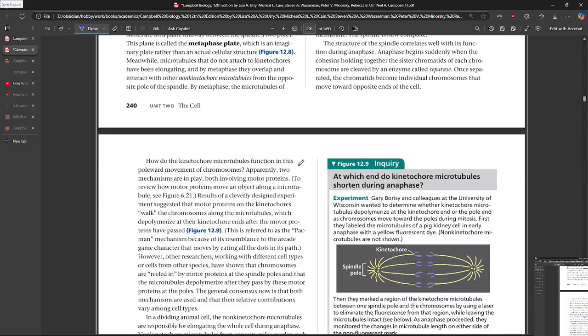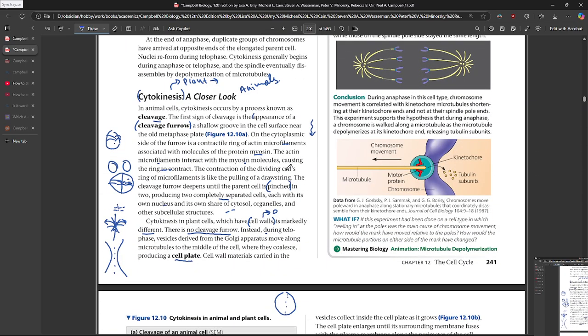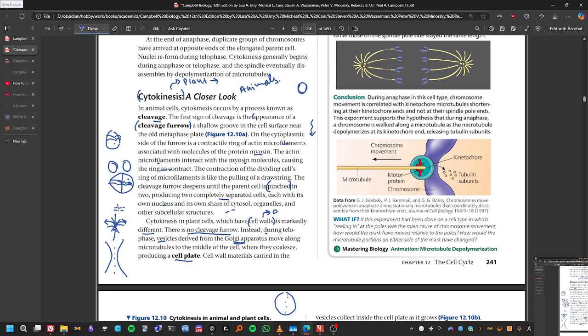So in this case, when telophase will happen, the vesicles derived from the Golgi apparatus, because the Golgi apparatus will be present within the cell. Now a question can arise, what is the Golgi apparatus? Because people can forget that.